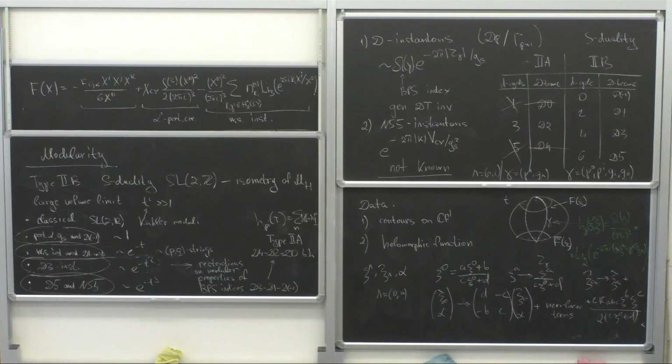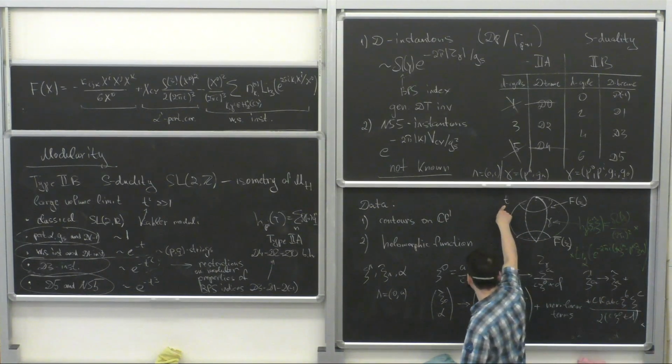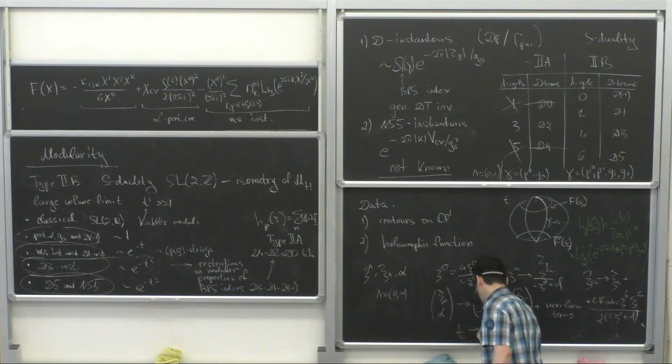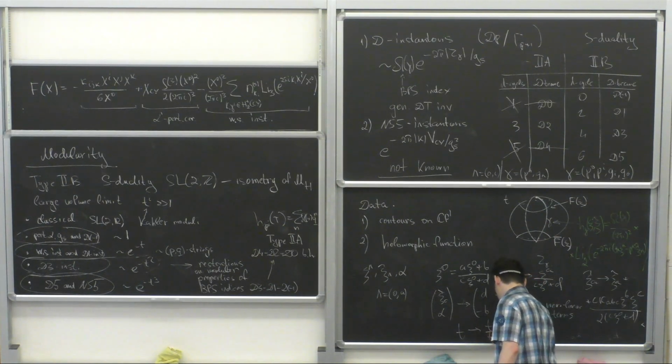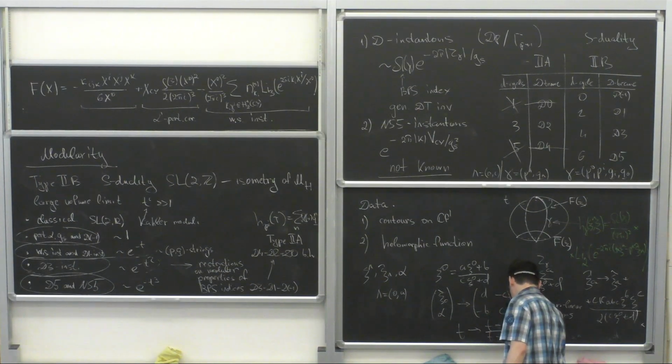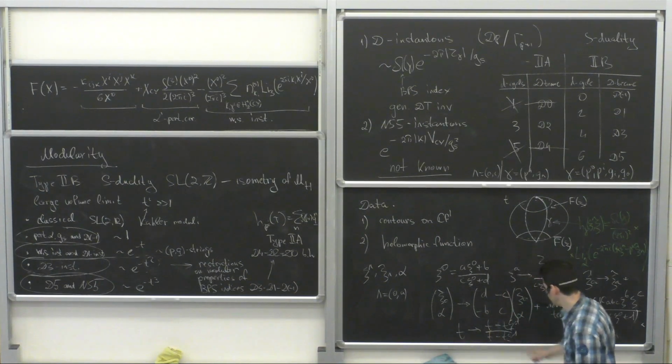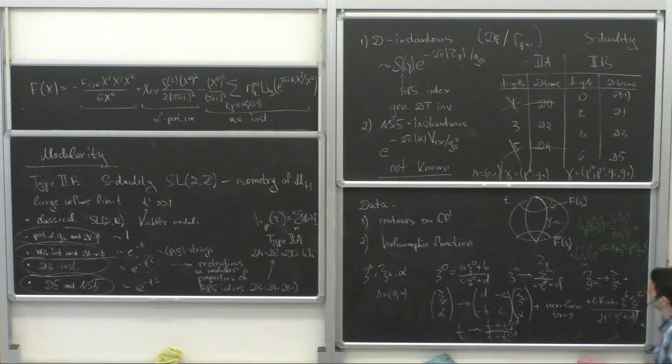And now, we also know how this coordinate t transforms. Essentially it transforms by some fractional linear transformation. I don't write the explicit formula, but it's a certain fractional linear transformation. So we know how it transforms.